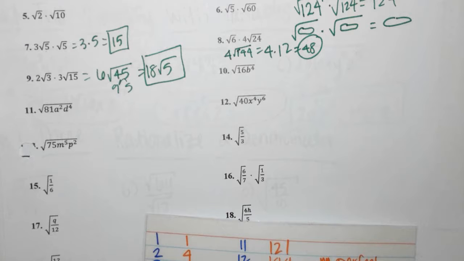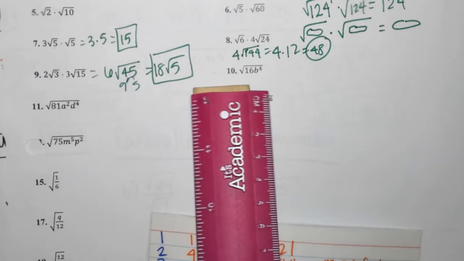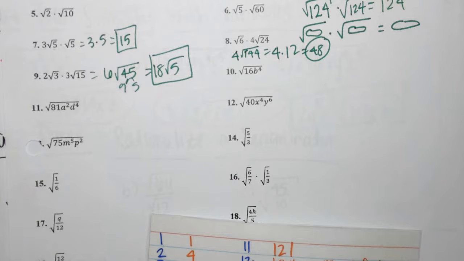Look at you go, Maggie Joe. What are you talking about? Number 10. There's my eraser. Okay. Would 24 be no solution? Never mind.